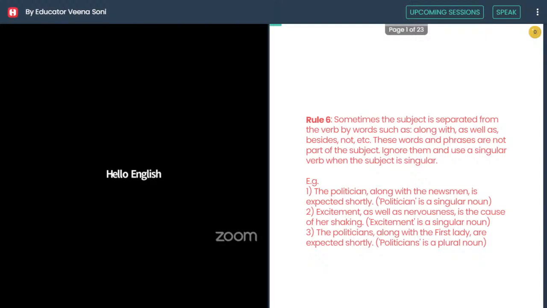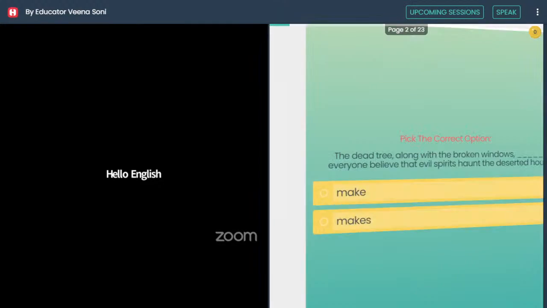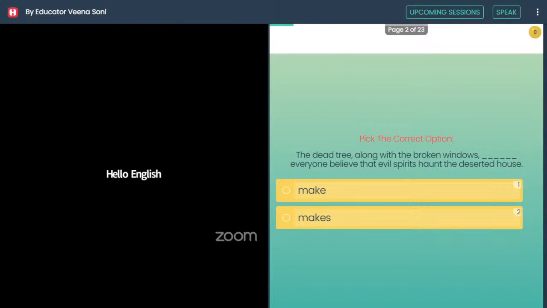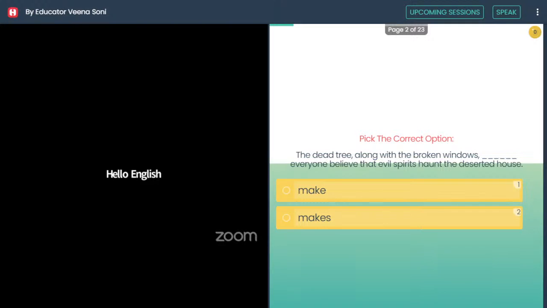The politicians, along with the first lady, are expected shortly. Here, the politician is turned into the plural part. It's not politician. It is S written there, which is the plural part there. Now, it's the first lady along with first lady is singular. But the politicians are plural. So just check this aspect there. Try this out, please.